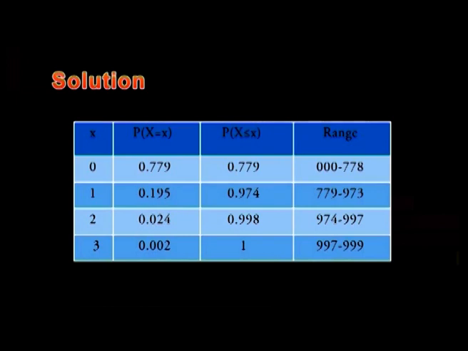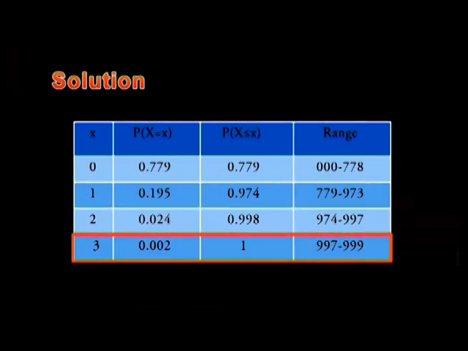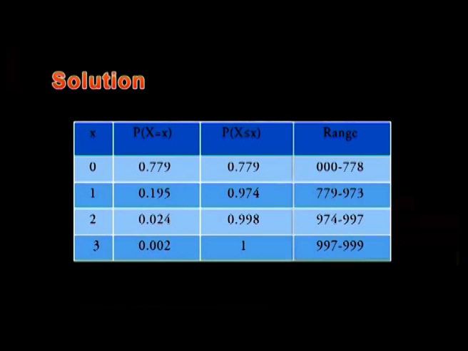Since we do not know the last value of x, we find P of x is equal to x and the cumulative probabilities simultaneously. Observe that since lambda is small, we get very large probabilities in the beginning. We reach cumulative probability 0.998 when x is equal to 2, and hence the remaining probability 0.0002 we put for x greater than or equal to 3, and we get the last entry in the third column as 1. Since we have been given only 3-digit random numbers, we write 3 digits in the range column.